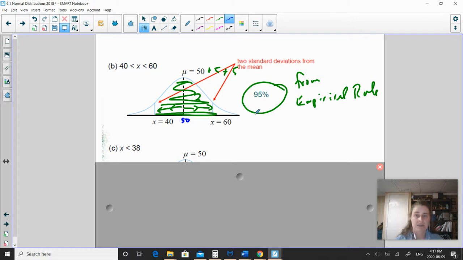And 2 standard deviations have 95% of the data there. So the probability that x is between 40 and 60 is exactly 95%. And that just comes from knowing your empirical rule.